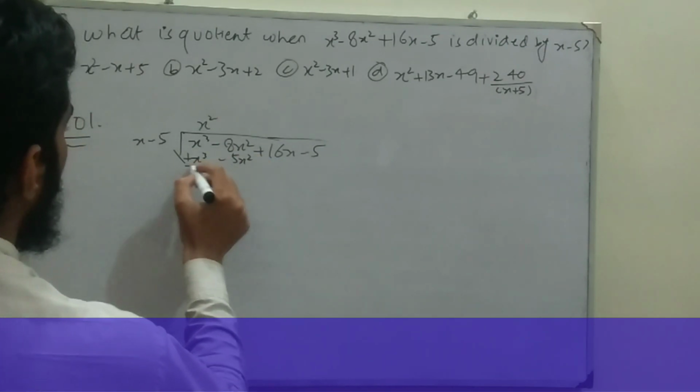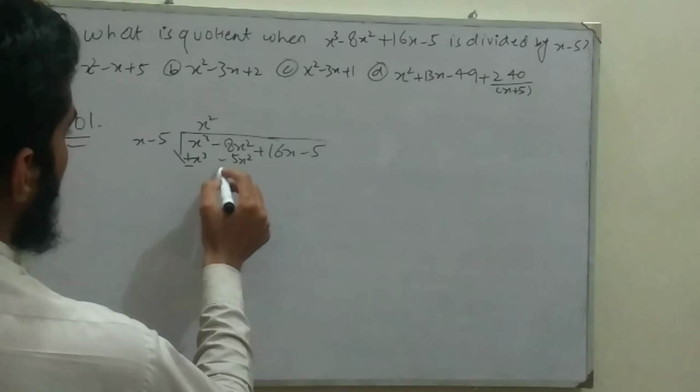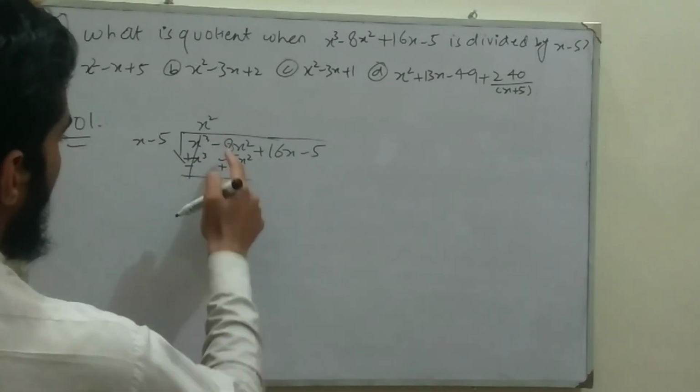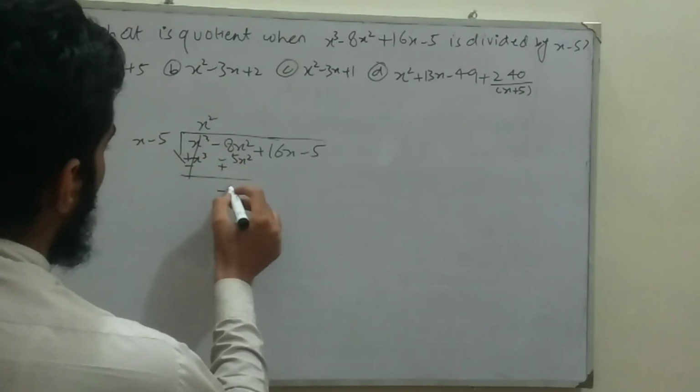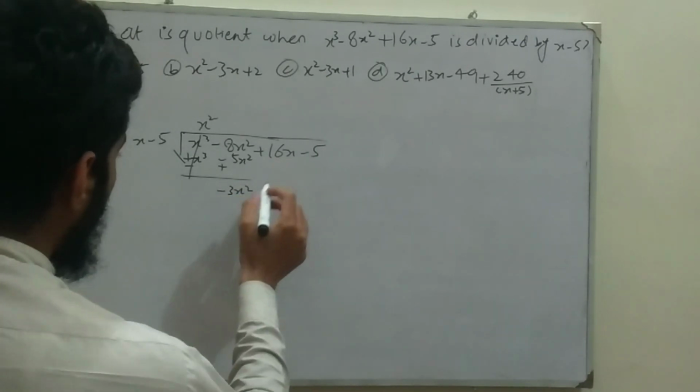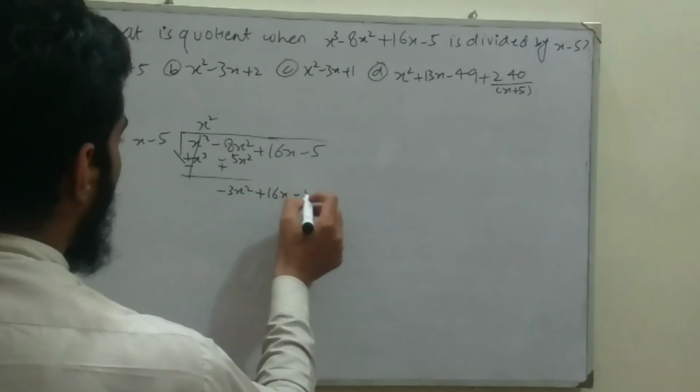Here the sign changes. It is plus, so it becomes minus. It is minus, so it becomes plus. So it will cancel out, and minus 8x squared plus 5x squared gives us minus 3x squared. Now plus 16x and minus 5.